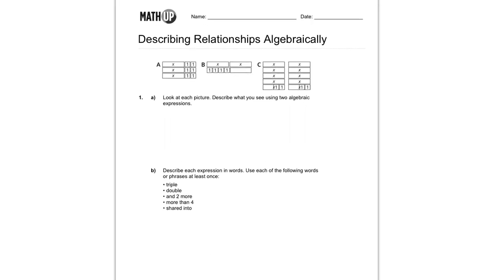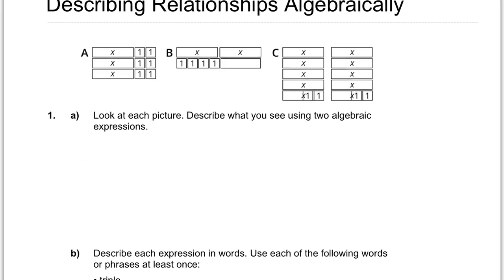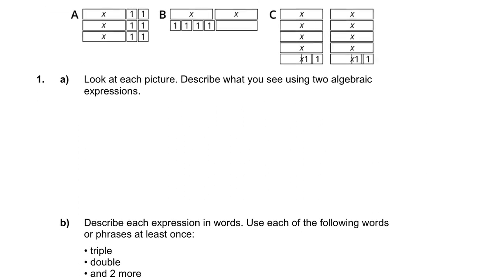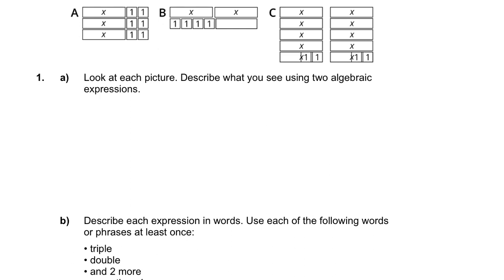Today we're looking at describing relationships algebraically in our Lesson 1 action task. Let's see what that task is. First, it says, look at each picture. Describe what you see using two algebraic expressions. Now remember, an algebraic expression does not use an equal sign. That would be an equation.